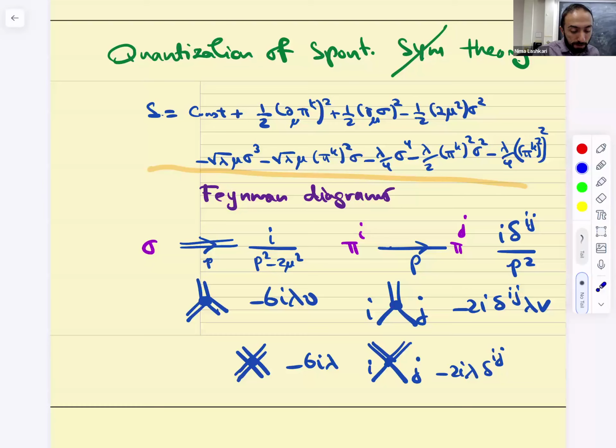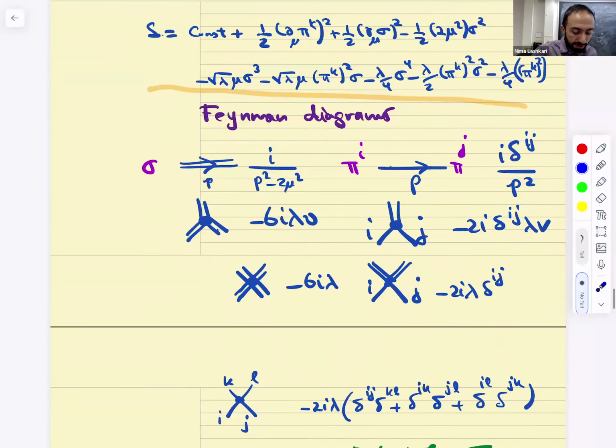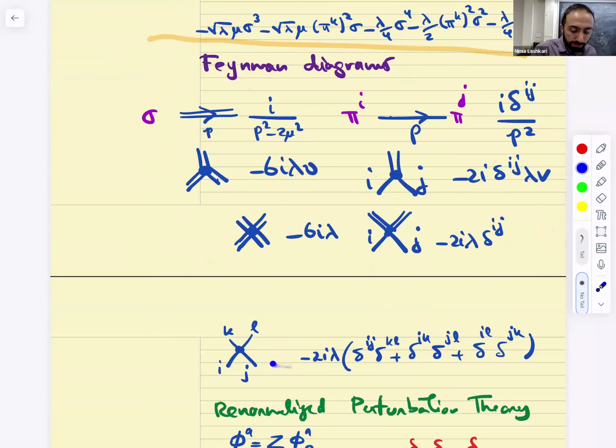There is a three-sigma vertex, here it is. There is a sigma pi k squared vertex, pi k sigma. There is the sigma 4, this is sigma 4, pi k 2 sigma 2, this, and then pi 4, which is this. This is just the Feynman diagram term by term for every single term in this.